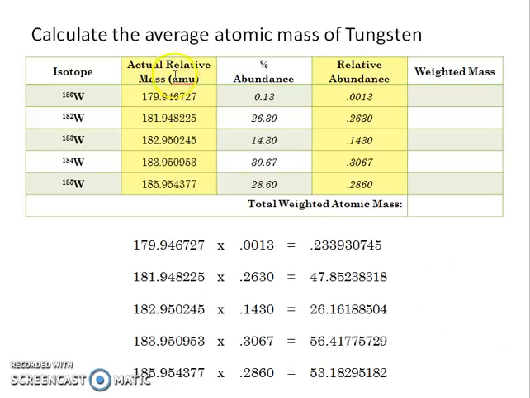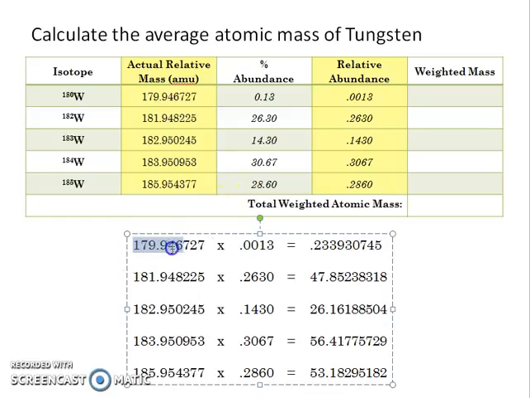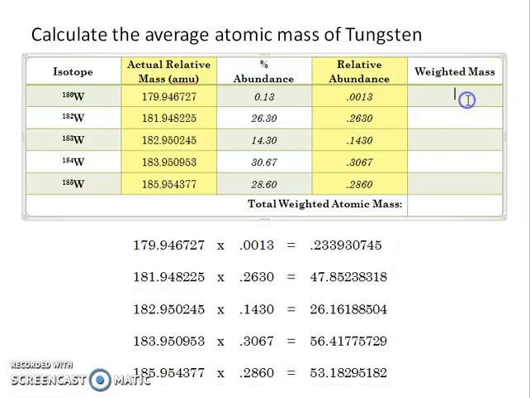So here you'll see I have the same data table, but now down here at the bottom I've gone ahead and I've done the calculations. So in each case I'm multiplying for a particular isotope its actual mass times its relative abundance that we got from the percent abundance, and then we're going to take that number and we're going to plug it into our data table.